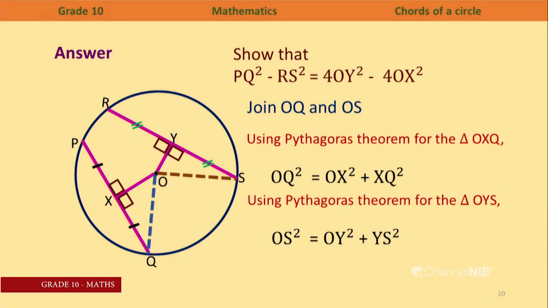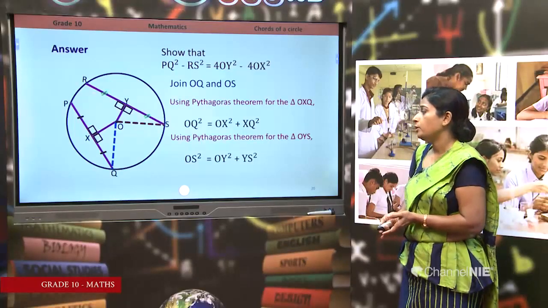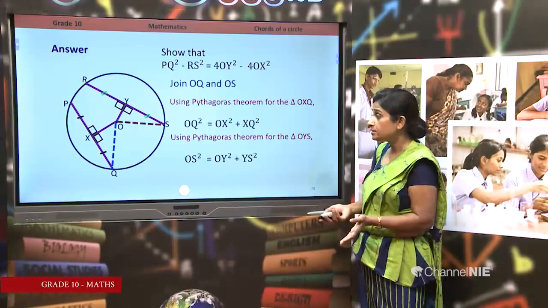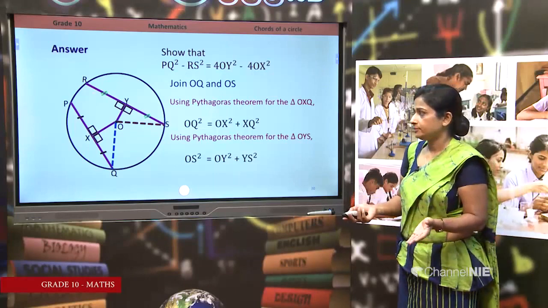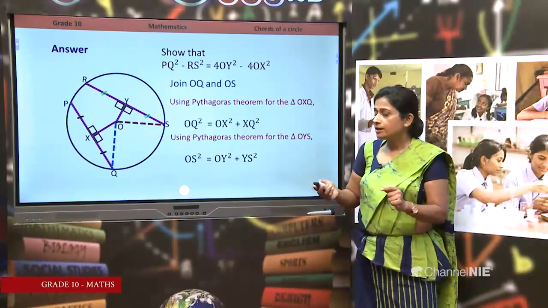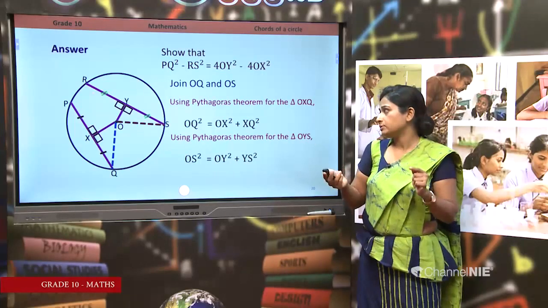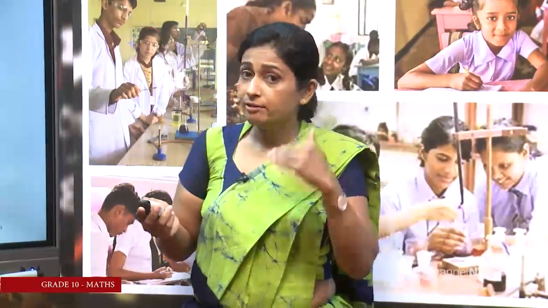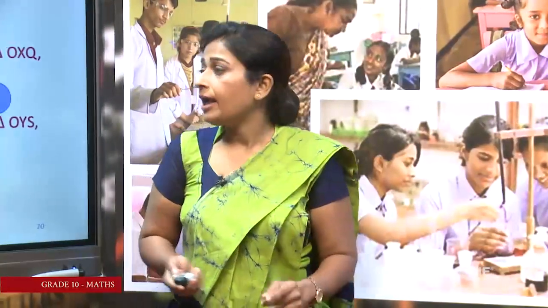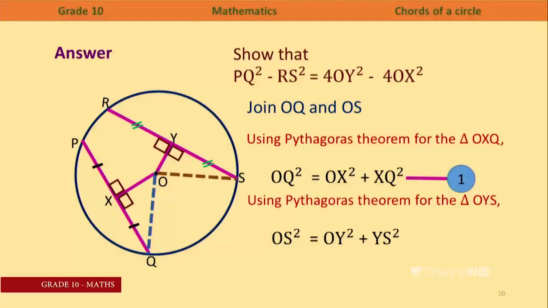Here you have now built up two equations using the Pythagoras theorem. OQ squared equals OX squared plus XQ squared, and OS squared equals OY squared plus YS squared. What can you say about this OQ and OS? Let us see it later. OQ squared equals OX squared plus XQ squared, that is an equation, no? I name it as 1. And the next one, OS squared equals OY squared plus YS squared, I name it as 2.